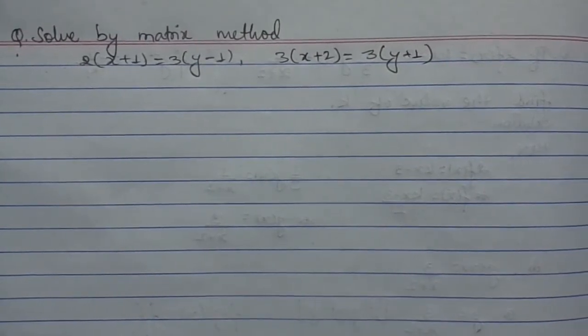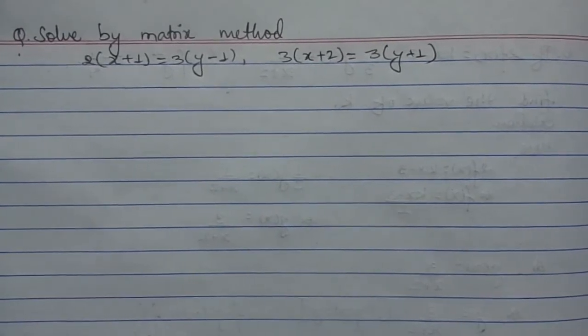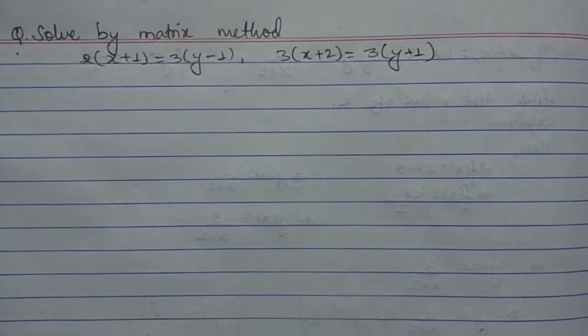This is a long question related to matrices. We need to find the value of x and y from the given two linear equations, and while solving the given linear equations, we need to transform them first into the form ax plus by equals c. And now we are going to do the solution.